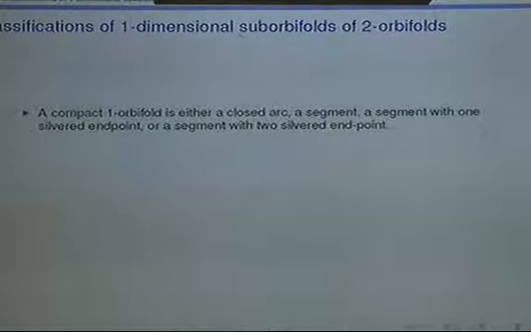So the compact 1-orbifold is going to be, so we can start by classifying 1-orbifolds themselves. It's either a closed arc without any singularities, or a segment without any singularities. A closed arc means a circle. Or a segment with one silver point, or a segment with two silver points. So this is the classification of 1-orbifolds. It's really easy.